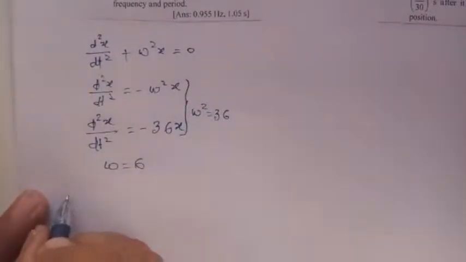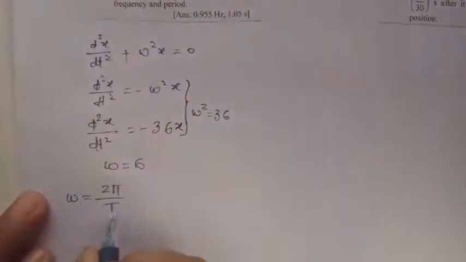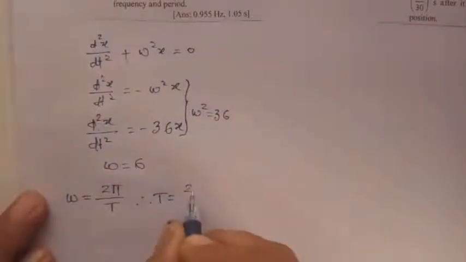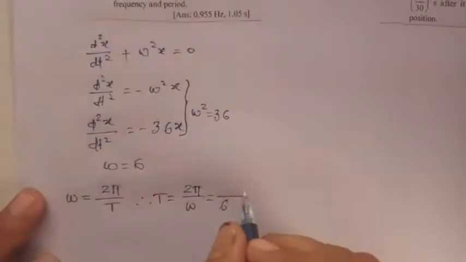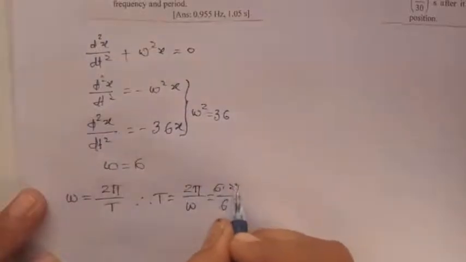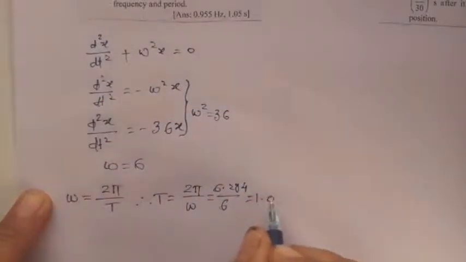We have to find out period and frequency. I can write omega is equal to twice pi upon T. Therefore, T is equal to twice pi upon omega, that is the period. The value of omega is 6 and the 2 pi is 6.284, the value of pi being 3.142. From this, after calculation, I get 1.05 second. You can calculate this. So this is the period.